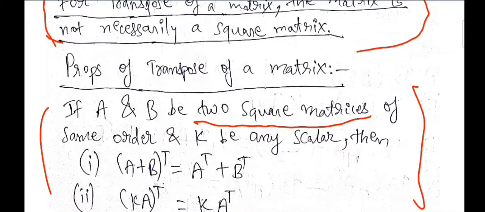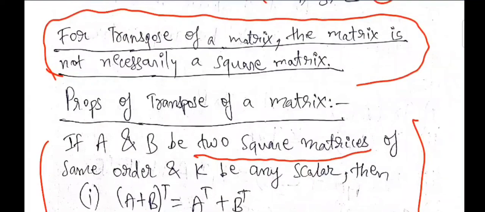So although the transpose can be found for a rectangular matrix too, the properties will be applicable only in the case of square matrices. And in case of trace, the trace was defined only for a square matrix. So there is a difference between the two.